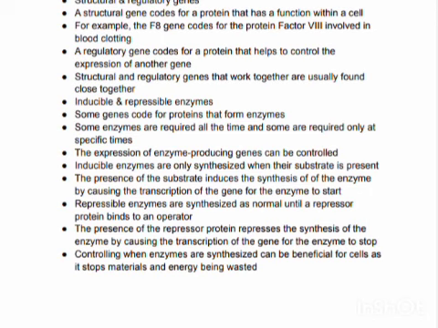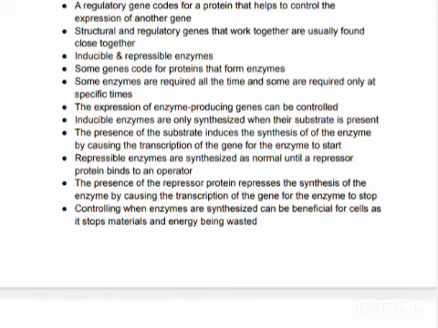There are two types of genes: regulatory genes and structural genes. A structural gene codes for a protein that has a function within a cell. For example, we have factor VIII, which is involved in blood clotting. A regulatory gene codes for a protein that controls the expression of another gene.